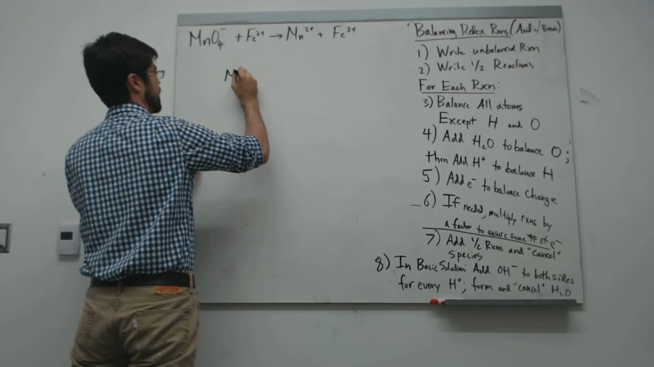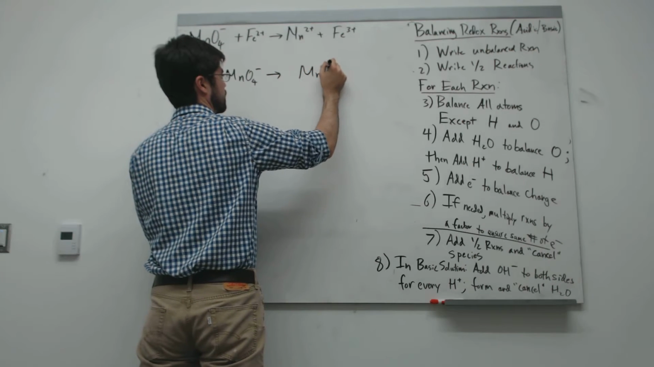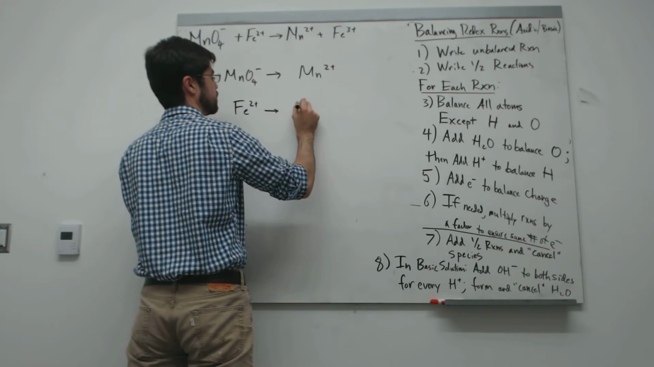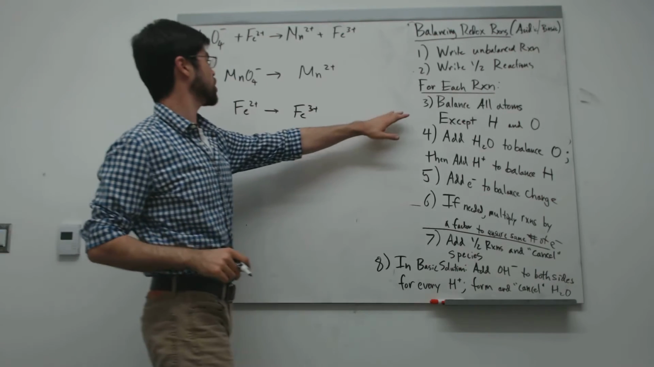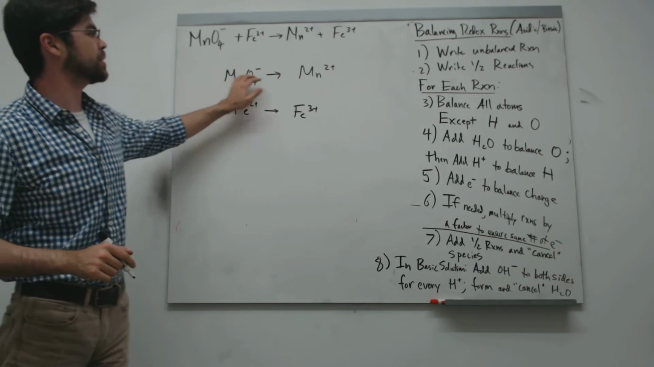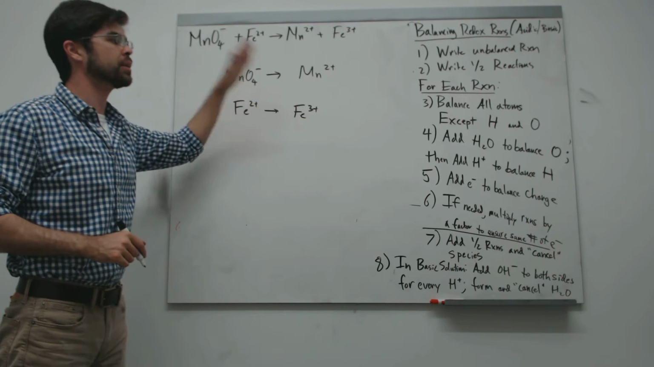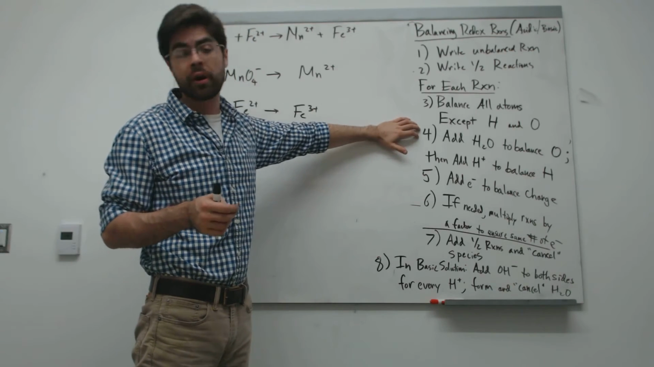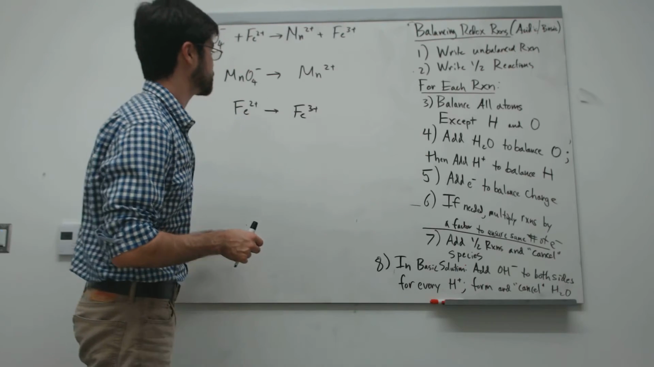So I have the permanganate ion converting into Mn2 plus, and I have the Fe2 plus converting into Fe3 plus. Now I want to balance all atoms except for hydrogen and oxygen. So I've got 1 manganese atom here, 1 manganese atom there, so those are balanced. 1 iron atom here, 1 iron there, those are balanced. So step 3 is unnecessary. Great. Step 4, balance the oxygens by adding water, and then balance the hydrogens by adding H+.